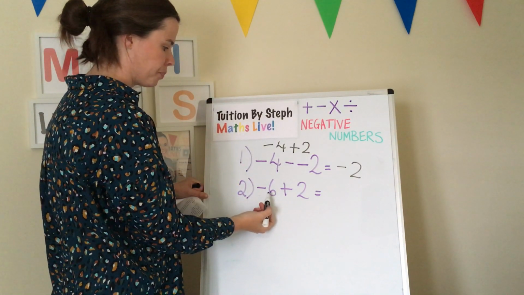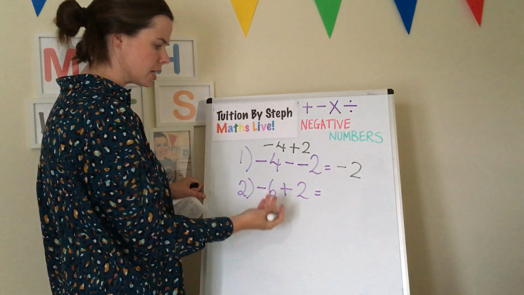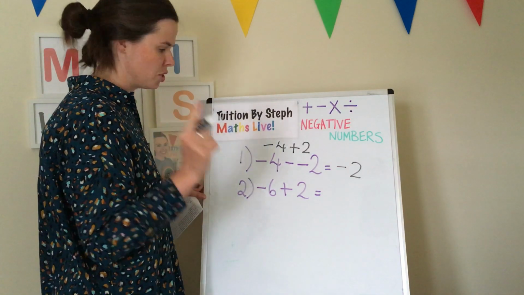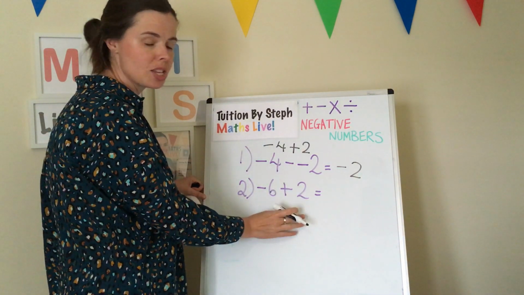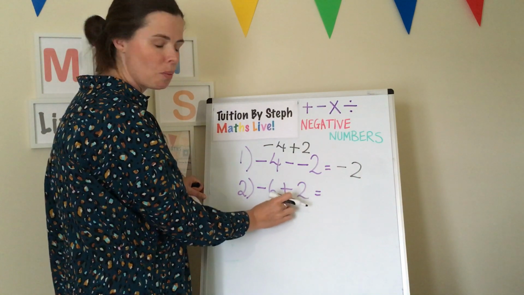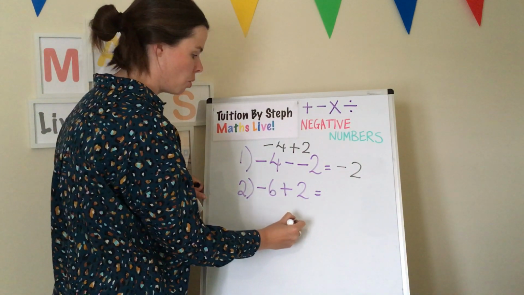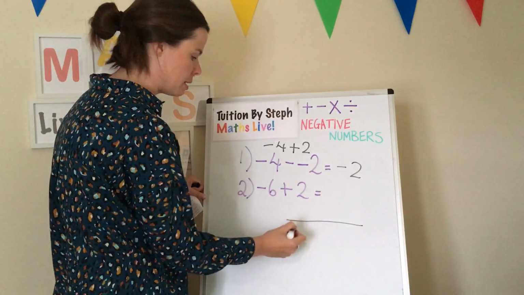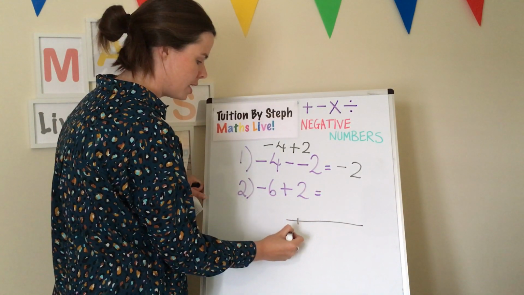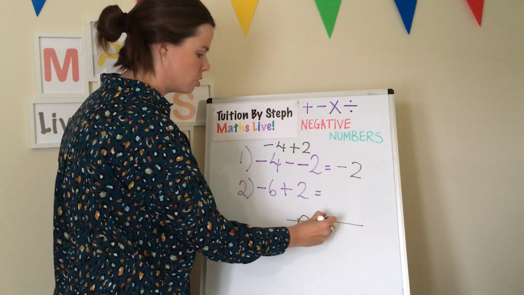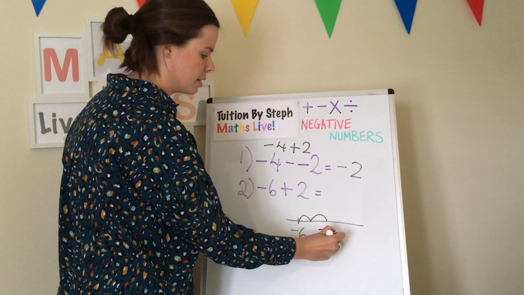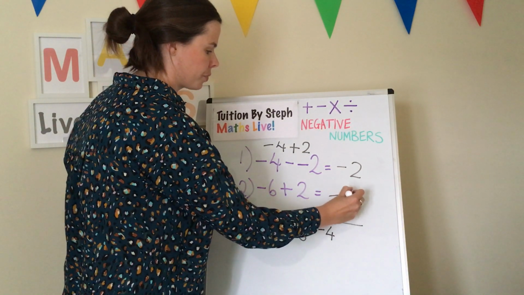Now with this one, it's negative 6 plus 2. If you notice, there's actually just one symbol there. It's just the addition. There's no other one there. So it's just as we've done before. It's very similar to this question. So we've got negative 6, and we just add 2. 1, 2, which is negative 4.